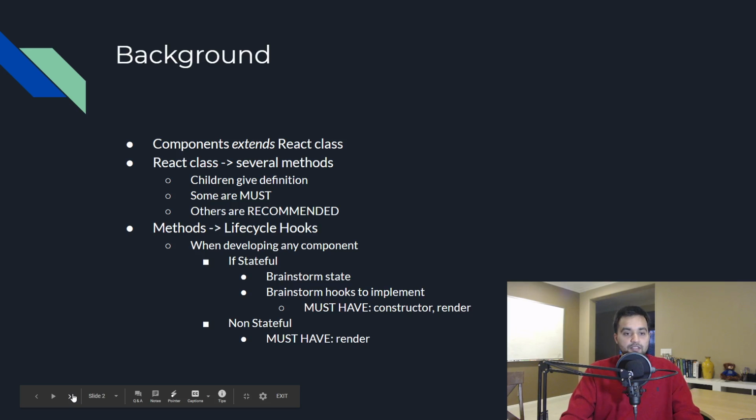All right, so let's just get some background. If you remember in the previous video, where I gave a basic overview of React, I mentioned that there was an extends keyword when we were looking at actual React code. That's there deliberately because the components extend the React class. I really want to highlight this because when you extend the parent class, the parent class has several methods, and the children give definition to those methods. So it's like a template, and the children specify the specification of that method.